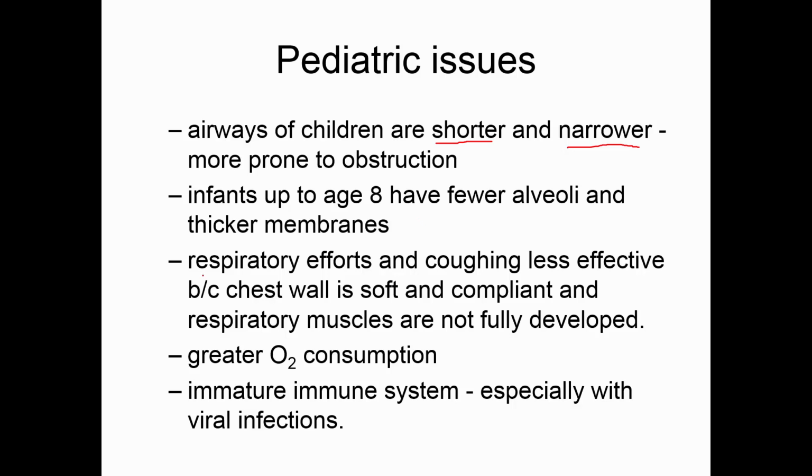Little kids have little rubbery chests. Their chests are very compliant, so they have to work really hard to exhale air, and when they cough, their coughing is less effective. Their respiratory muscles aren't fully developed. They have a high metabolism. They have little hummingbird metabolisms, and they have a high oxygen consumption. And they also have an immature immune system.